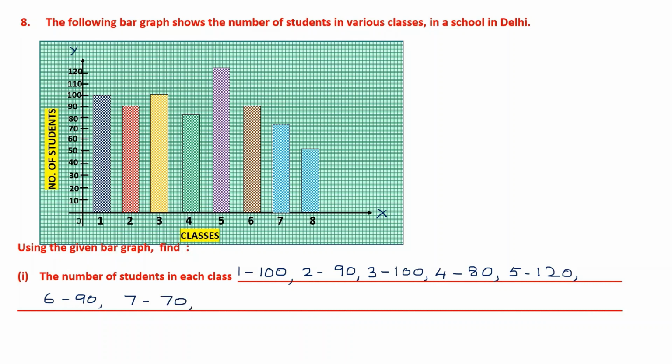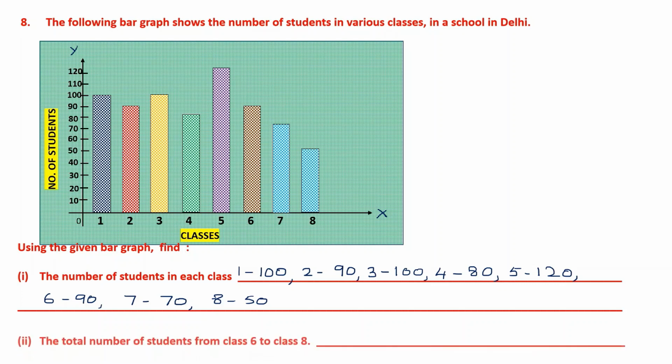Now the last bar, let's be careful because it's right at the end. You mustn't lose track of the line. So right up to the top, keep your ruler from here till the y-axis, and you will see that there are 50 students in class 8. So class 8, there are 50 students. So we've got all our students here from class 1 to class 8.